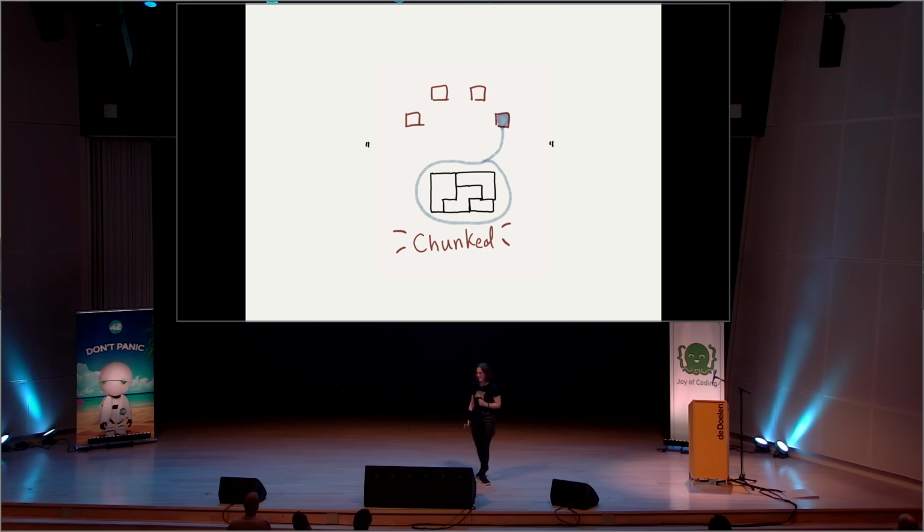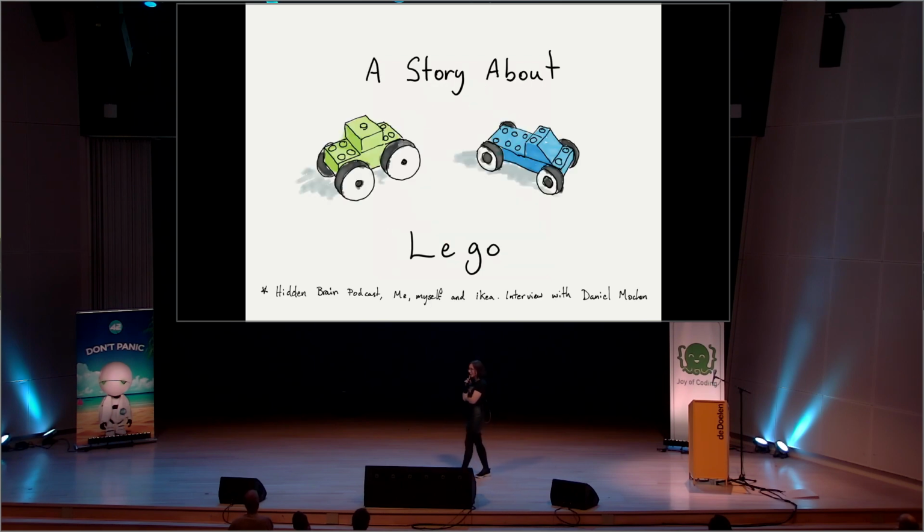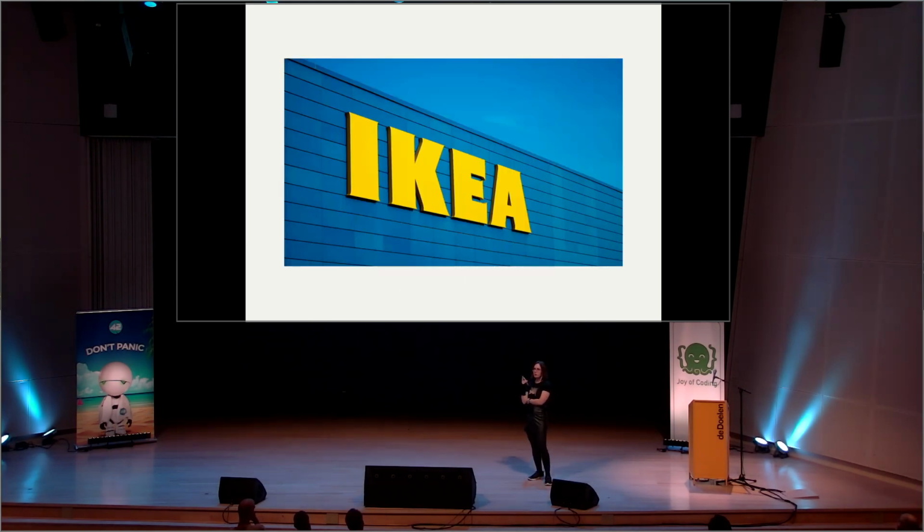Let's talk about Lego. Why would we talk about Lego? So there was a really nice podcast on Hidden Brain with Daniel Mochon. It was a story about Lego, and he's a psychologist, and he's studying various aspects of the mind, and he was looking at IKEA. And IKEA's pitch is that the reason their furniture is so cheap is because you have to build it yourself.